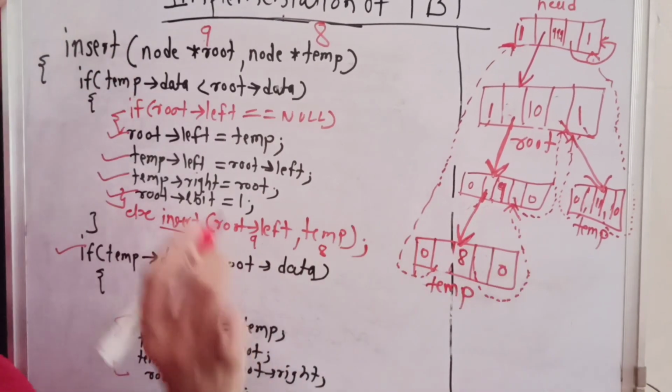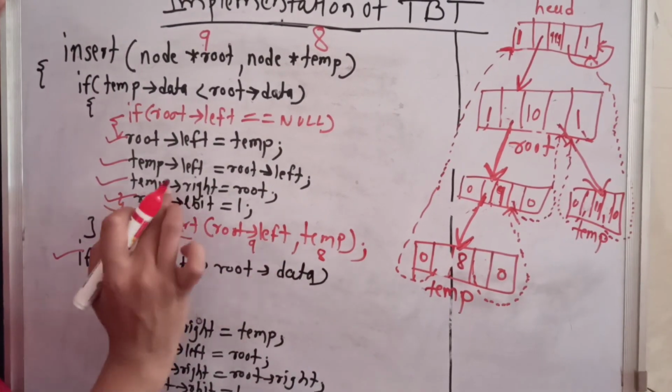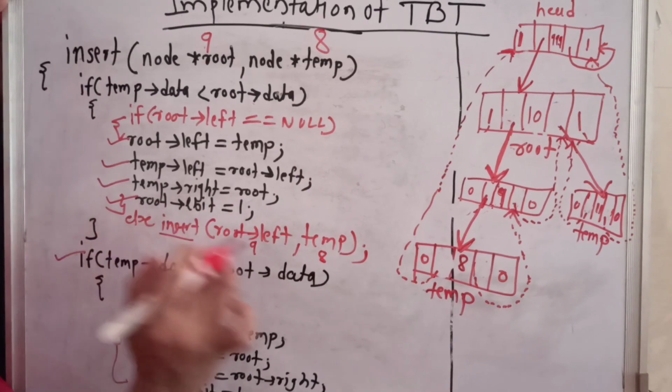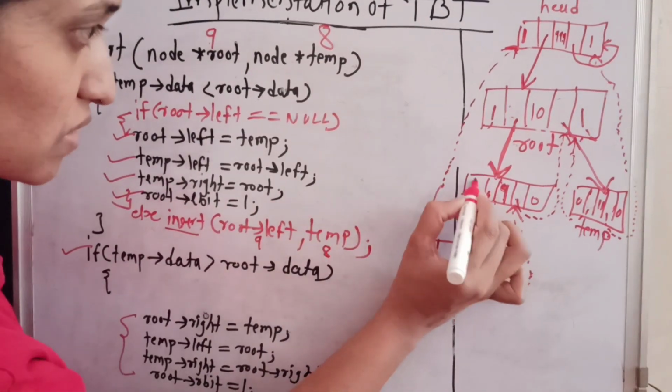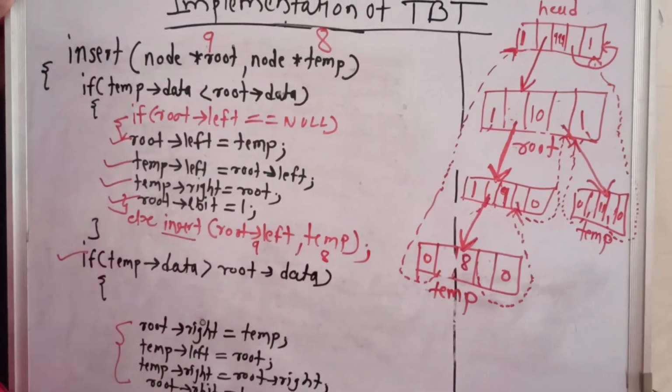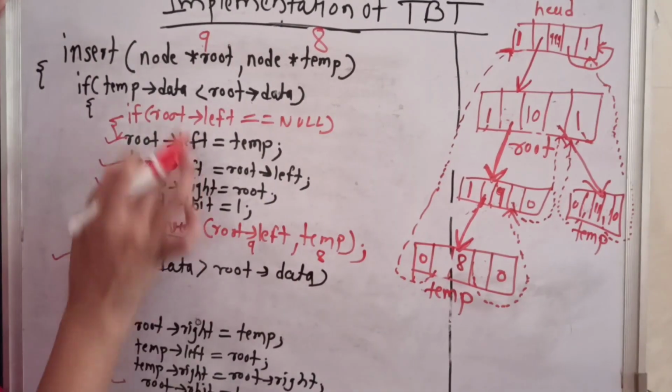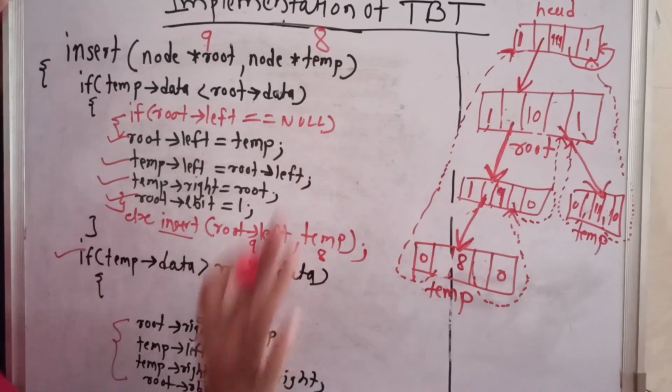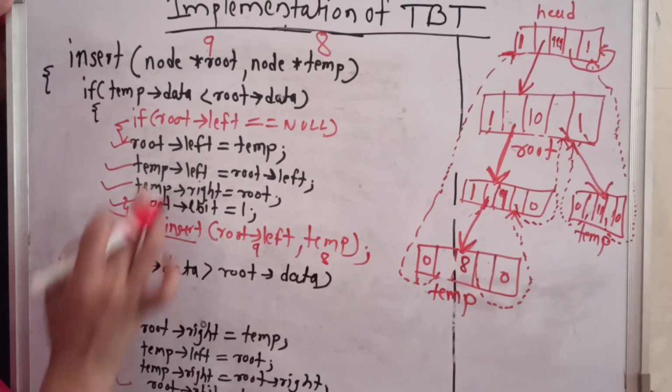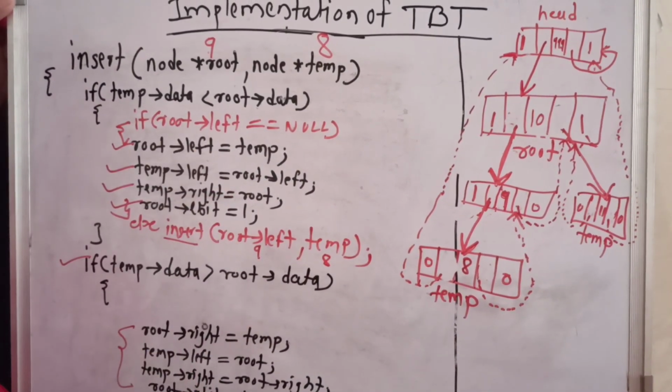So it will come here. This is the temp right is equal to root. Root lbit is equal to 1. That means as this 8 is acting like the left child for this 9, we have to mark this lbit equal to 1 here. So in this way, this is the completion for the left side. The same thing we have to do for the right side also.